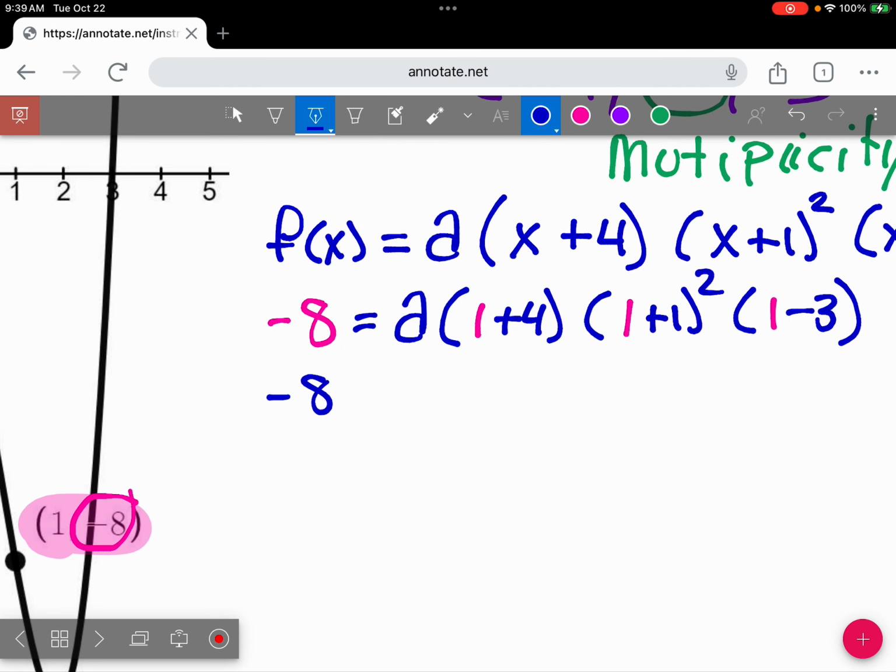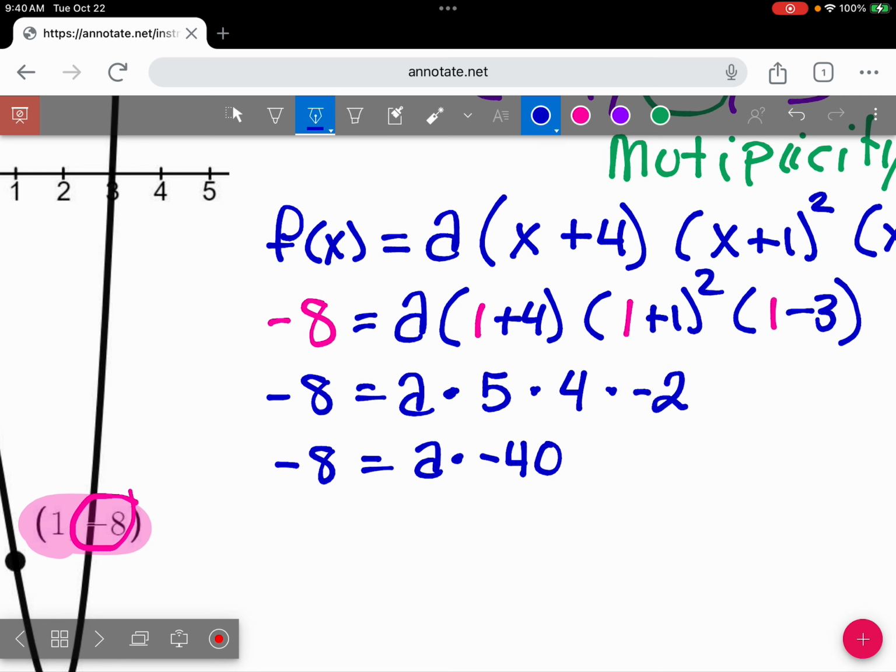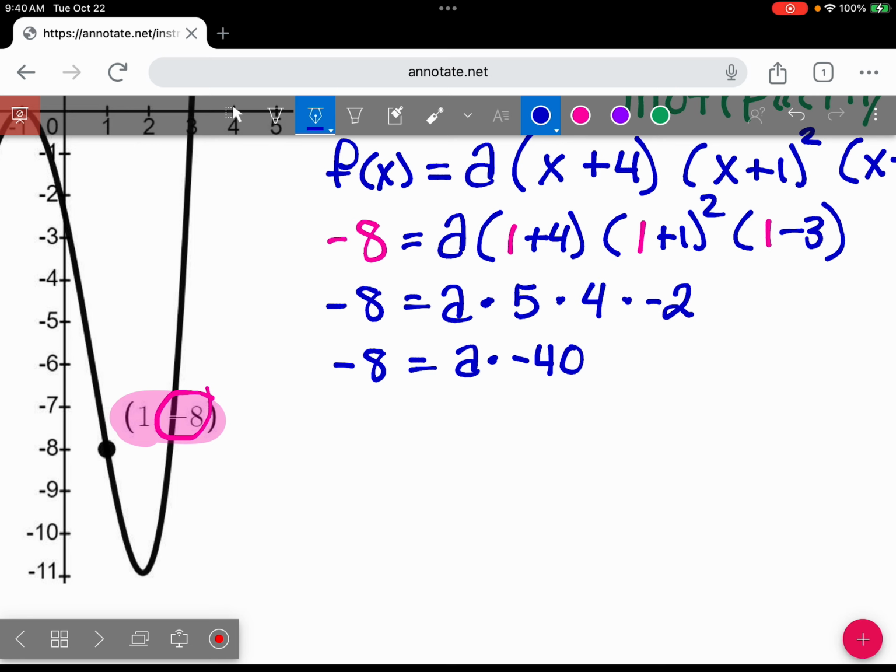So we have our negative 8 equals a times 1 plus 4 is 5. 1 plus 1, that's 2. 2 squared is 4. And 1 minus 3 is negative 2. So we have a times 5 times 4 times negative 2. So negative 8 equals a times negative 40. So what is our a going to be?